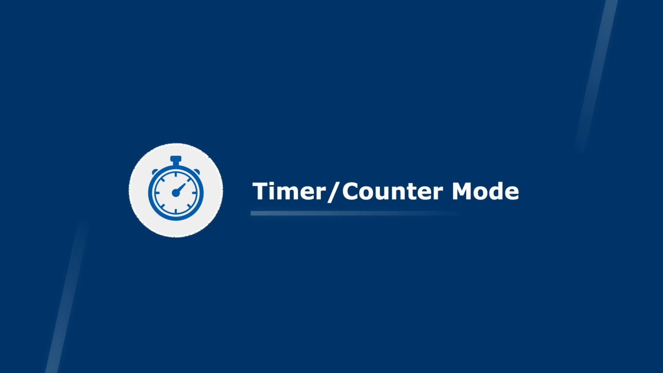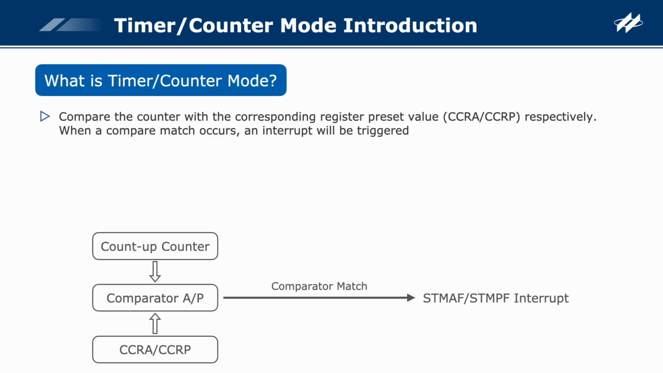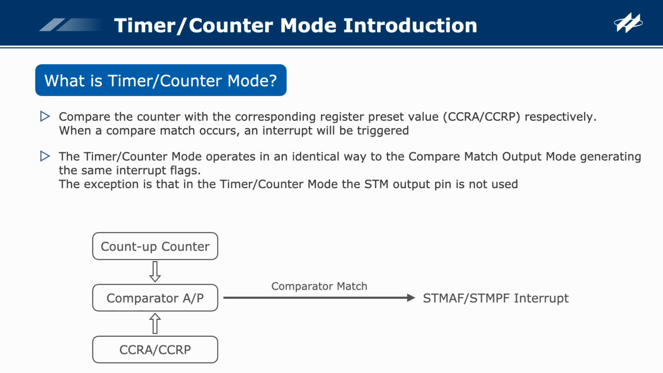Timer counter mode. What is timer counter mode? After the comparator preset value is set, the counter is compared with the corresponding preset register respectively. When a compare match occurs, an interrupt will be triggered. The timer counter mode operates in an identical way to the compare match output mode, generating the same interrupt flags. The exception is that in the timer counter mode the STM output pin is not used. This mode is suitable for timing, counting, and other scenarios.